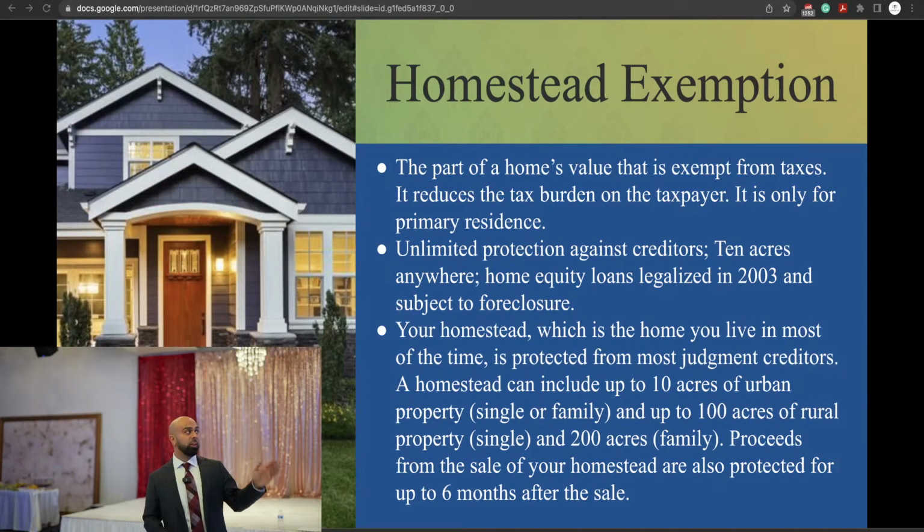So by owning your own home, you get the homestead exemption. Renters do not have this, and people who are living with others don't have this. So just something to keep in mind.